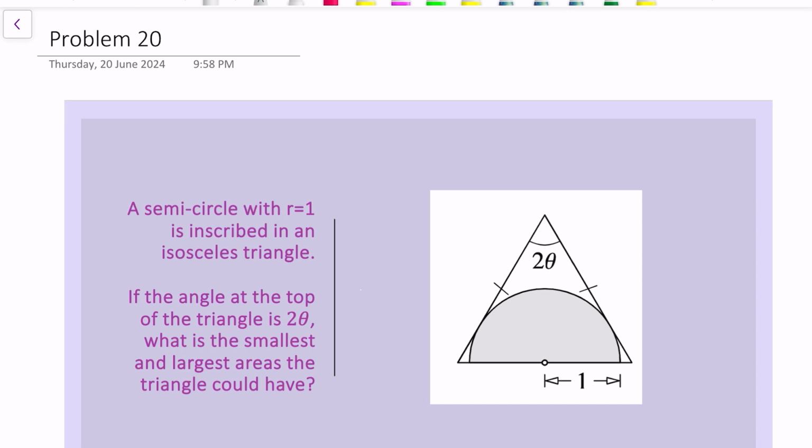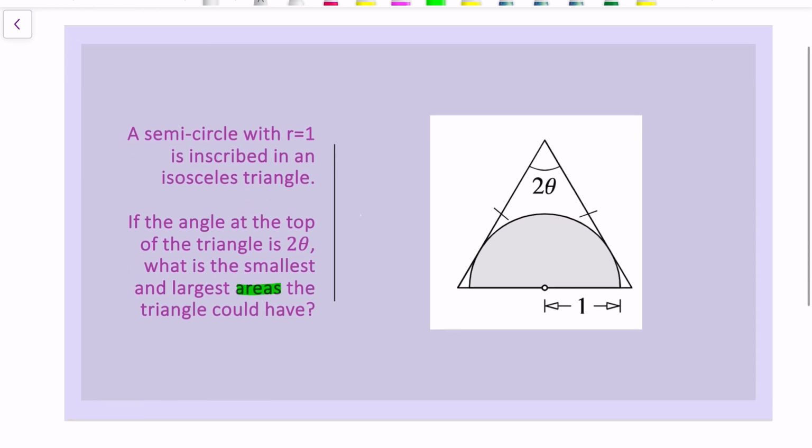Okay, so this is a short and sweet question. We just need an expression for the area, and then we're optimizing it because we're finding the smallest and largest possible areas. So our area expression is going to be in terms of theta. Theta is the only variable in this problem, the only independent variable in this question.